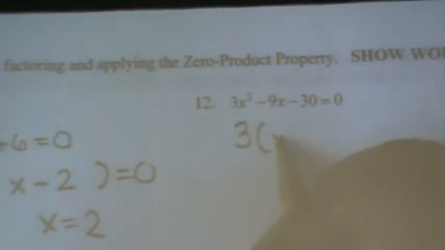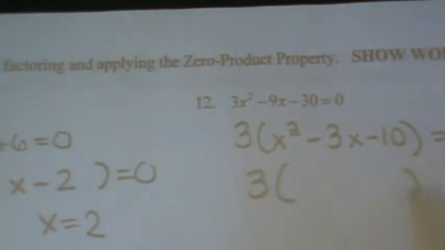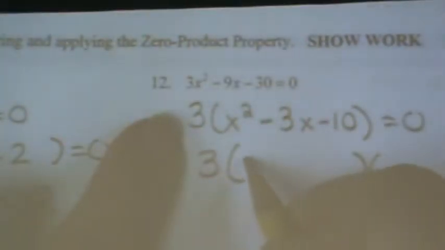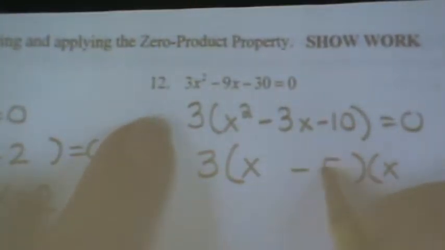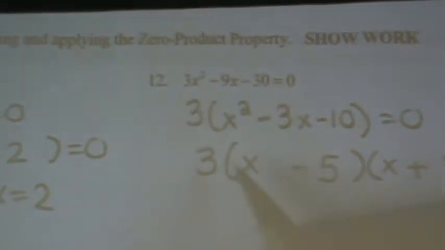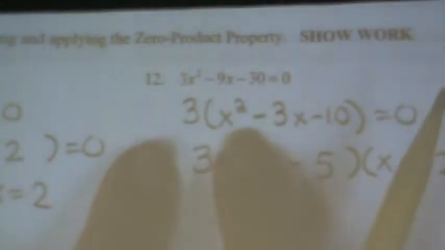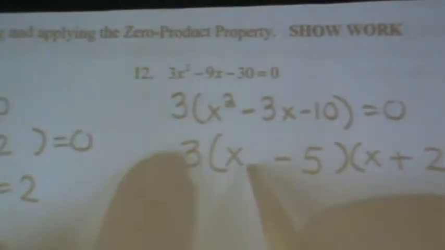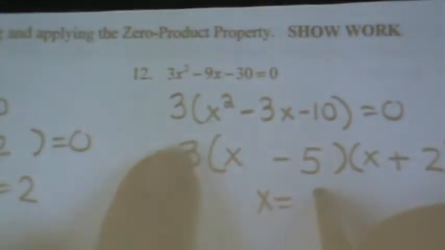For number 12, is there something you can take out of this problem? 3. And you're left with x squared minus 3x minus 10. And now, what times what is negative 10? And why can I do that? Because there's a 1 here. So x times x, negative 5 times 2 is negative 10, but adds to be negative 3. Now, do I get a 0 for a 3? No, it's nothing. Only for the variable. So x is 5, and x is negative 2.